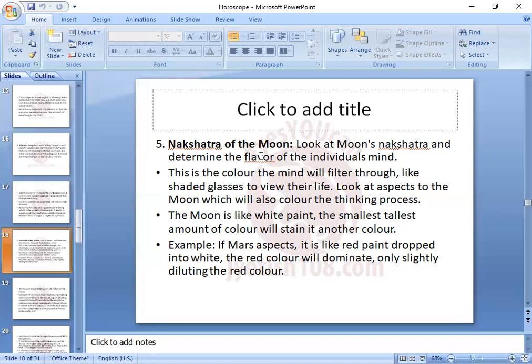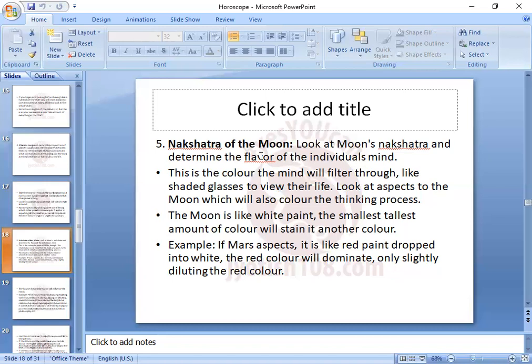The moon is like white paint. The smallest amount of color will stain it another color, just because white gets very easily dirty. Similarly, planets conjoining or aspecting the moon will either make it very pure or make it more dirty. Okay, for example, if Mars aspects, it is like red paint dropped into white, the red color will dominate, only slightly diluting the red color.